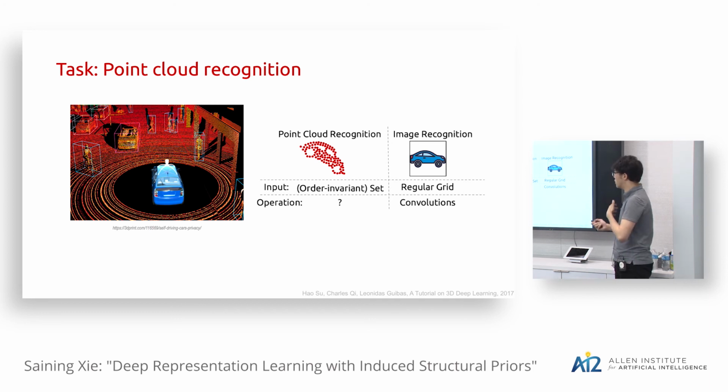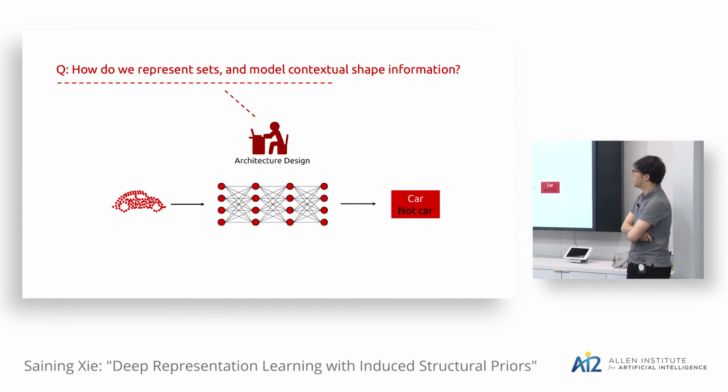For traditional images, the pixels lie in a fixed regular grid, right? So you can apply convolutional kernels on these image planes. But what if you have a set, and you are not paying attention to the order of each of the elements? What kind of operation shall we use? The central question we're asking here is, how can we represent sets, and how can we model this contextual shape information?